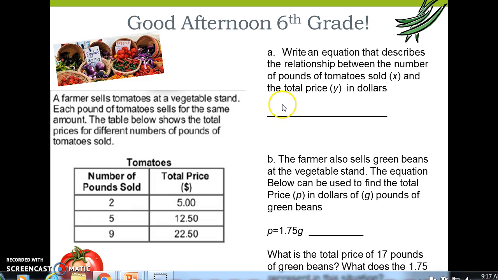All right, so if you're saying to yourself, if 2 pounds is $5, then that must mean that 1 pound is $2.50, right? If 2 pounds is $5, then that must tell us that the unit price of 1 pound of tomatoes is $2.50. So now, how do we write an equation?